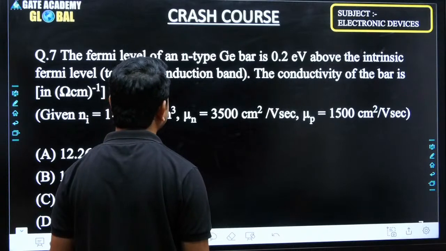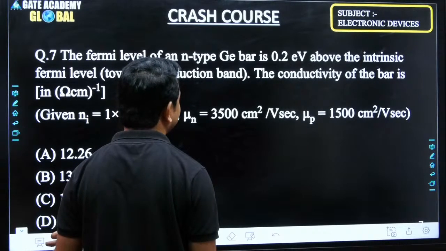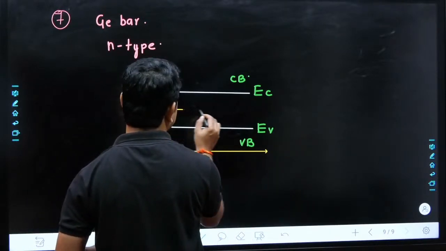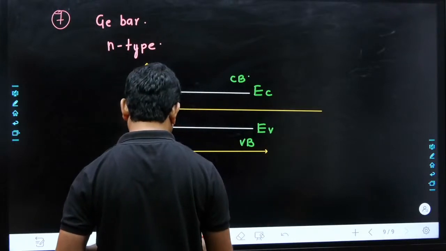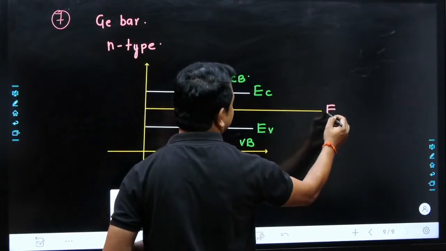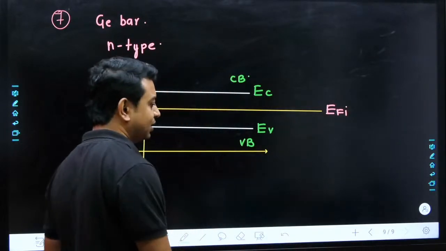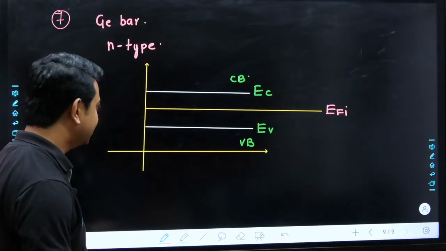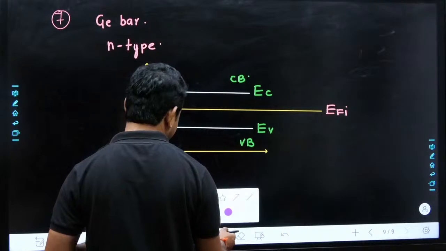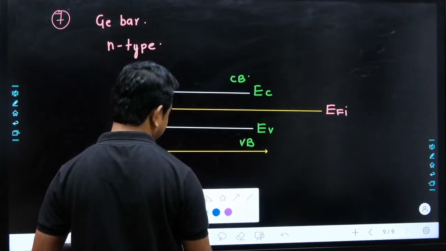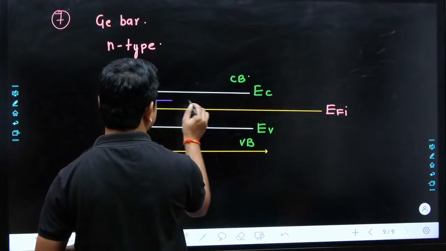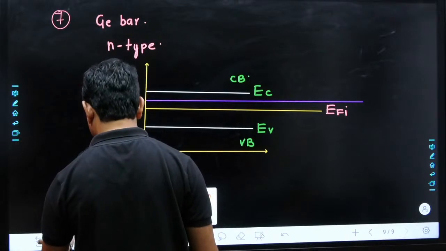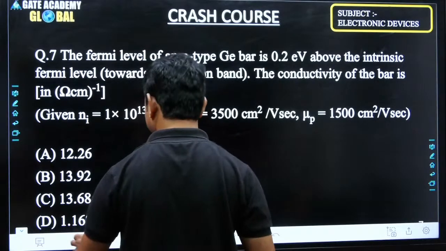Now we have an n-type semiconductor germanium bar, 0.2 electron volt above the intrinsic Fermi energy. We know the intrinsic Fermi energy level is always taken at the center, that is (EC plus EV) divided by 2. In this question the Fermi energy level is located somewhere here. The position is 0.2 electron volt above the intrinsic Fermi energy level.